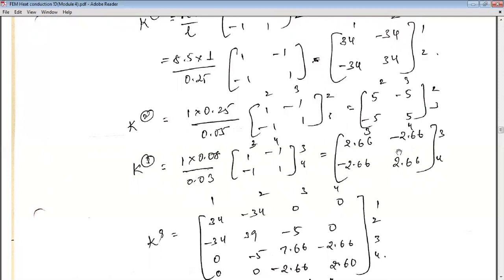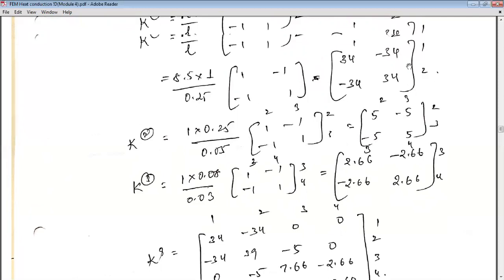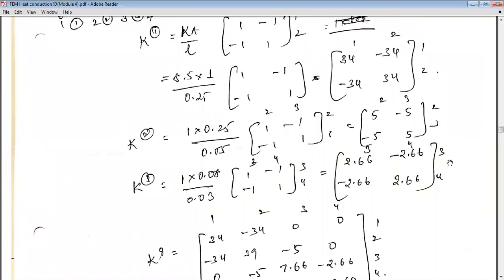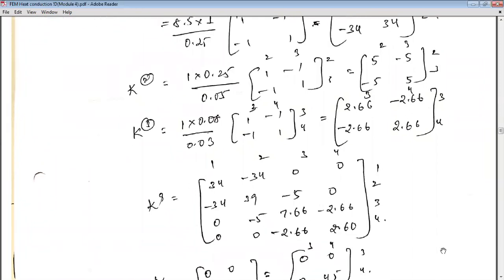There is one more: 3 of 3 is 2.66, so 5 plus 2.66 is 7.66. Now 4 of 3. Observe here once again, all of you. 4 of 3 is minus 2.66. So that's all I'll do. 1 of 4, 4 of 1 is 0, which means 1 of 4 is 0. Symmetric matrix. 2 of 4 is 0, because 4 of 2 is also 0.